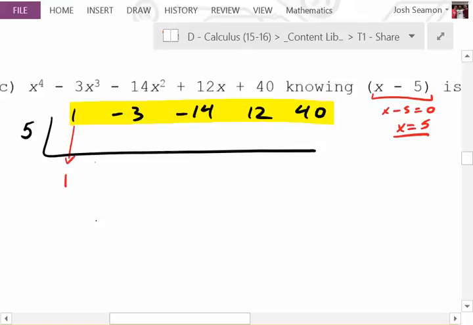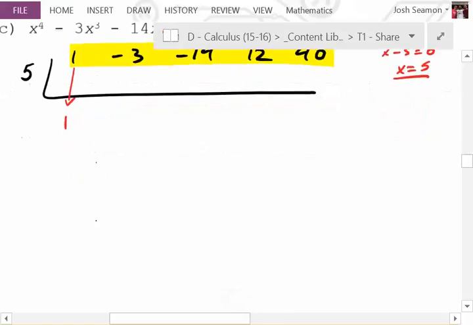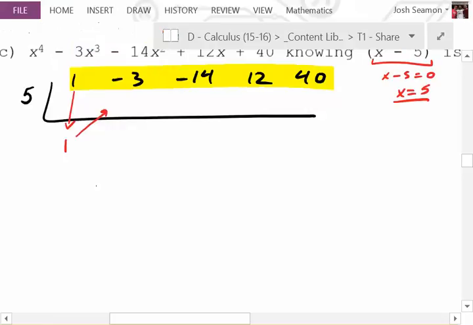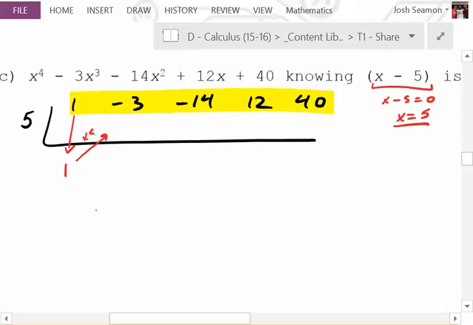It's a 1. And then you multiply by 5. So let's multiply by 5. And what do you get? You multiply by 5 and you end up with 5. Now what operation do you do? Do you remember? Not subtraction. You add. So what's -3 plus 5? 2. And now you just do the same thing over and over again.